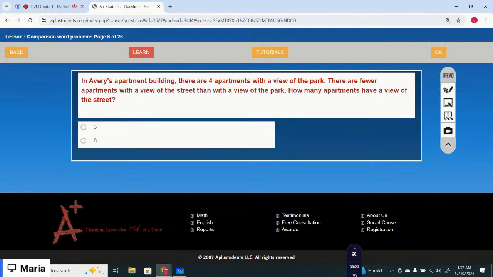In every apartment building, there are four apartments with a view of the park. There are fewer apartments with a view of the street than with a view of the park. How many apartments have a view of the street? So which is the correct option?